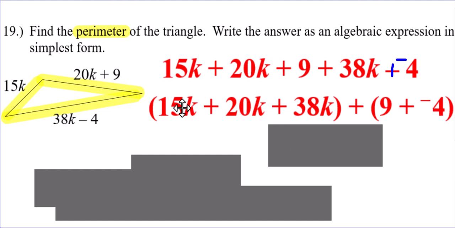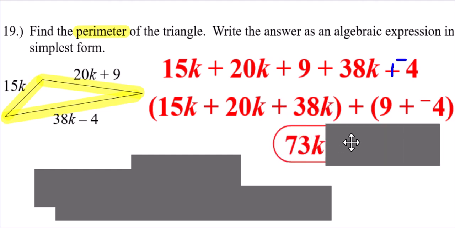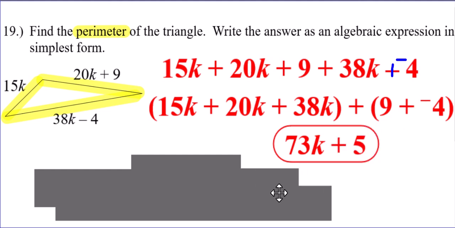Okay, 15K and 20K makes 35K, plus 3K makes a grand total of 38K. 9 and negative 4, no calculator needed for that. Positive and negative, subtract in your head, you will get 5. Do not make this 38K. We will never, ever, ever add unlike terms together. 5 does not have a K, therefore it's not like terms with 38K.